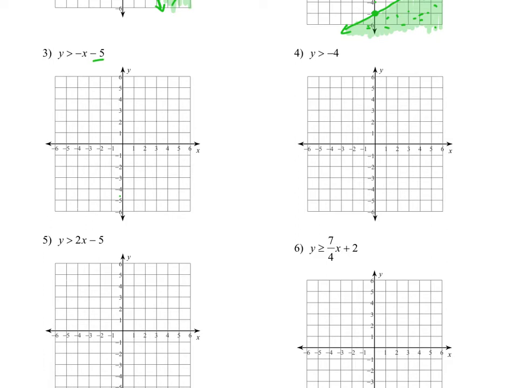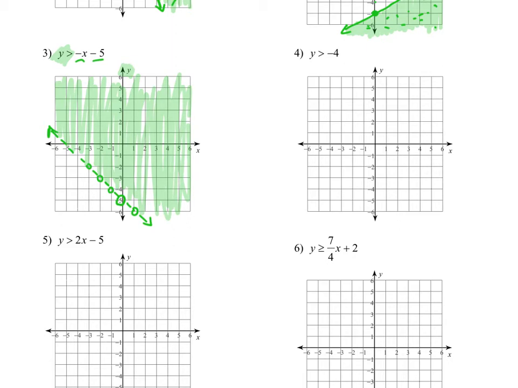Negative 5 is the y-intercept. Open dot instead of a closed dot. Now the slope is negative 1x. That means I go down 1, and I have another point. So when you have open points on your graph, this means it's going to be an open line or a dashed line or a dotted line, whatever you want to call it. And then we go over to our shading. Y is greater than, that is up, and we are shading everything that is greater than that line, so above. And there are all my answers up there.